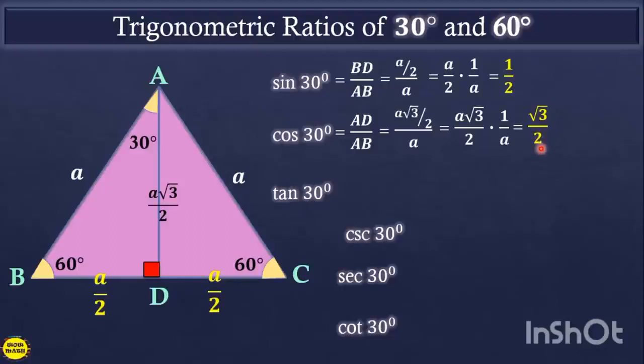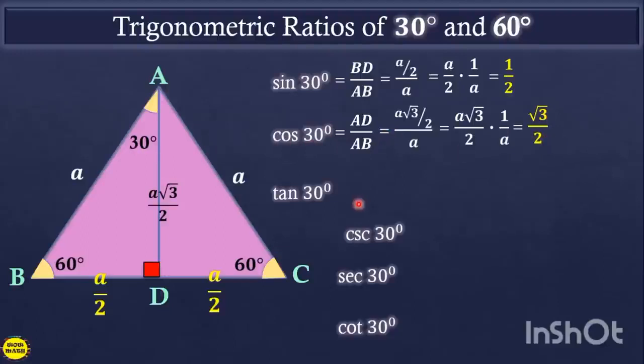Bakit naging square root of 3 over 2? Kasi pwede na po natin itong makancel, si A. So, may iwan na lang 1 times square root of 3, and then 2 na lang po. Okay, so, ibig sabihin, cosine 30 degrees is equal to square root of 3 over 2.